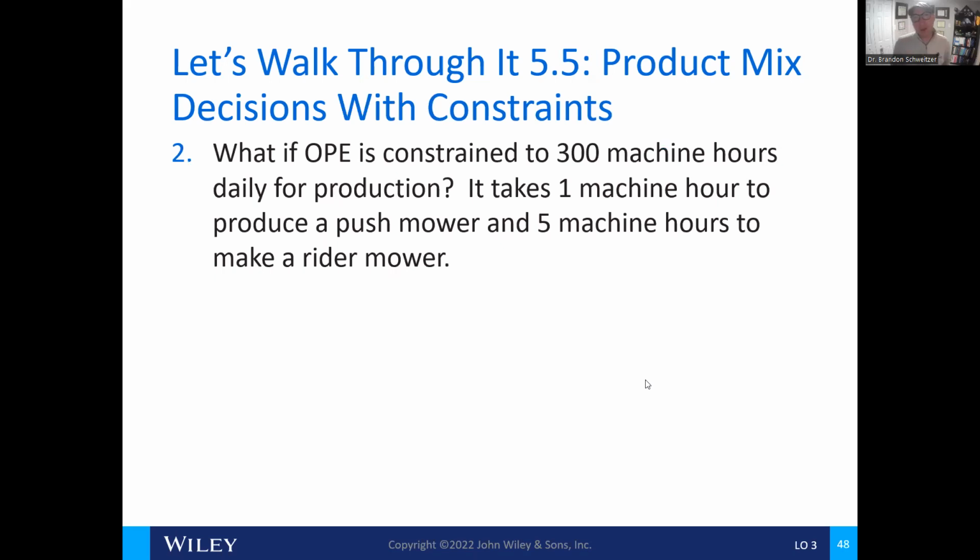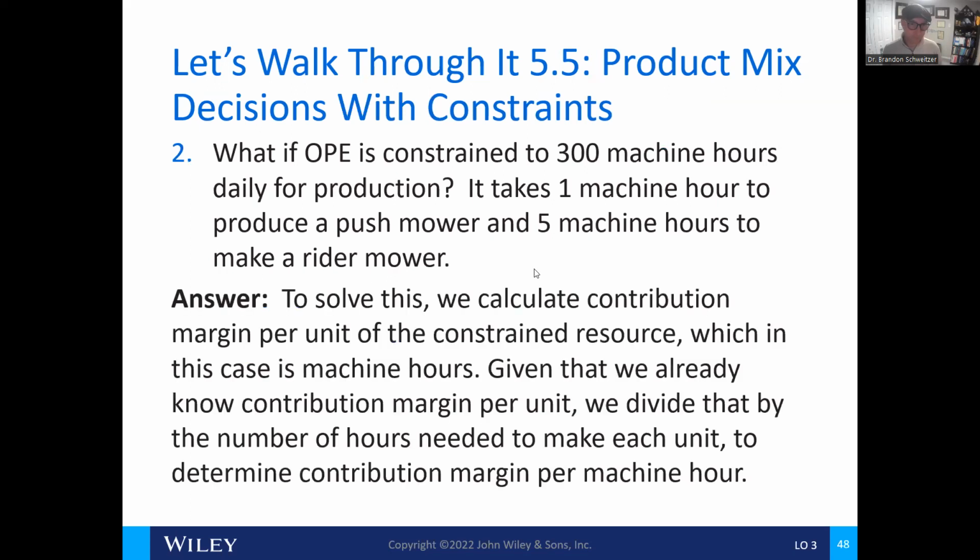What if our company is constrained to making 300 machine hours daily for production? It takes 1 machine hour to produce a push mower and 5 machine hours to make a riding lawnmower. We would look at the contribution margin per unit of the constrained resource, in this case, machine hours. In which case, we look at the contribution margin per unit and divide that by the number of machine hours needed to make each unit to determine the contribution margin per machine hour.